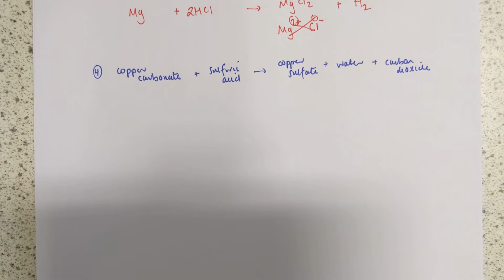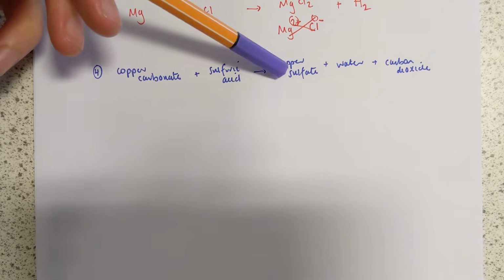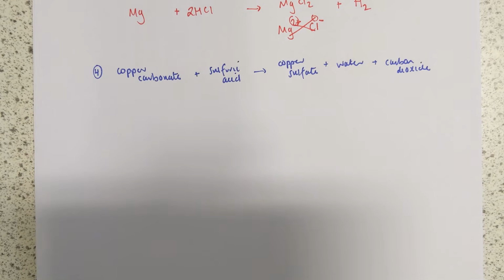The final example we look at is another reaction from the acids topic, this reaction of a metal carbonate with an acid to make a salt plus water plus carbon dioxide. So let's go through the process again. Again, pause it if you want to go yourself first.